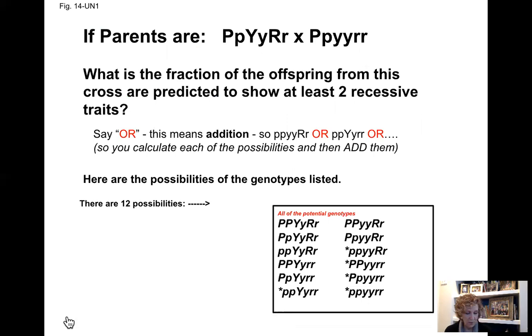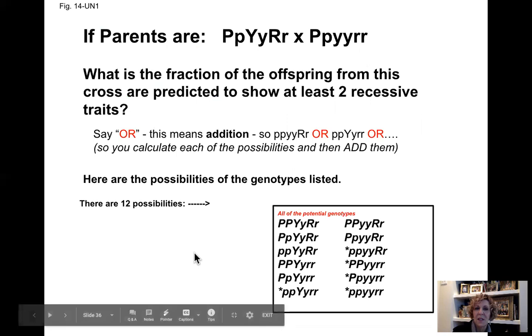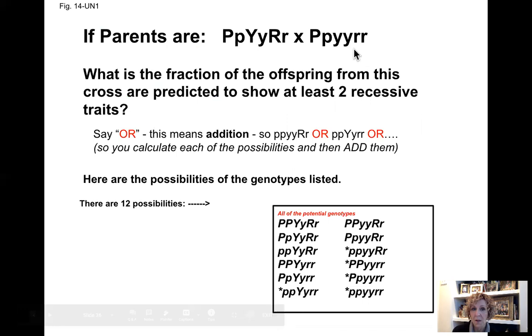So it says, if the parents are, and then it gives this genotype for this particular trihybrid cross, what is the fraction of the offspring from this cross that are predicted to show at least two recessive traits? Okay, so the way that you could restate this says "or," right? So you're saying, could I get this genotype or this genotype or, and then you would have to go through and get the other ones. And there are actually 12 different possibilities that you could get.